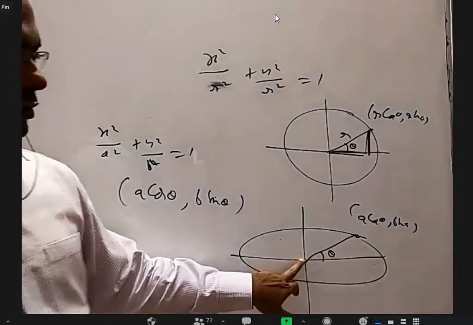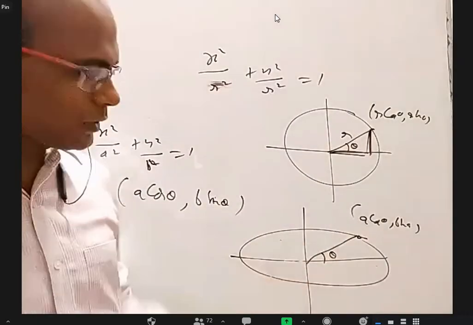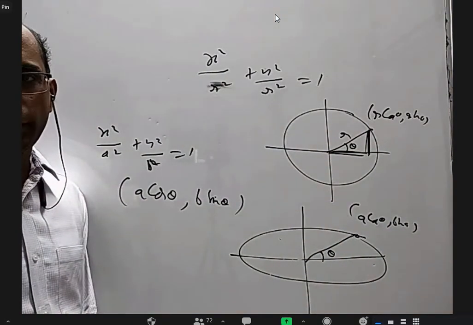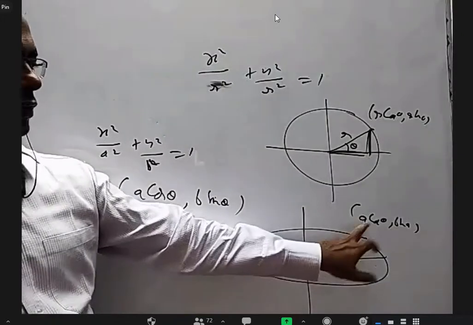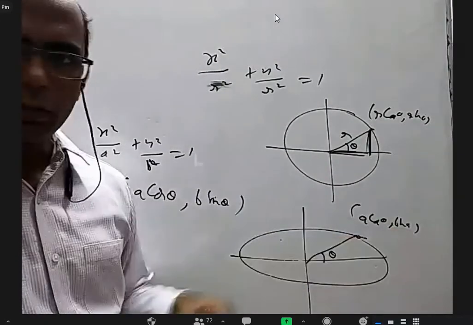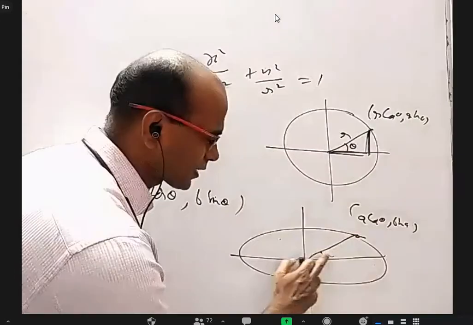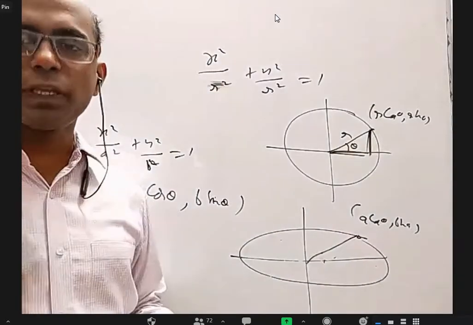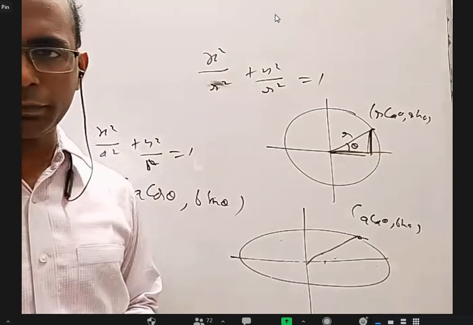This is 0 comma 0. This is this point. What is the slope of this line? Tell me. What is the slope of the line joining? Tan theta, sir. No. If this angle is theta, then tan theta. Leave that. Take 0 comma 0 and a cos theta comma b sin theta. Yeah, it is b by a tan theta. Am I right? Yes, sir.